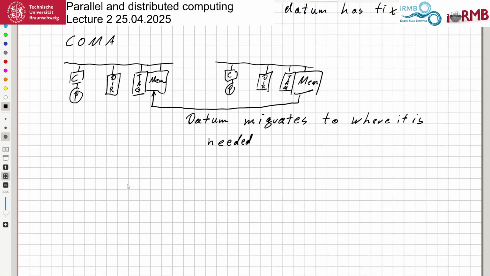Okay, so far the classification. Let's go briefly to the networks. So in computer science, anybody studied computer science here? No. Then you don't get to this lecture.